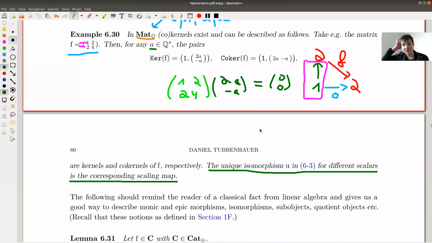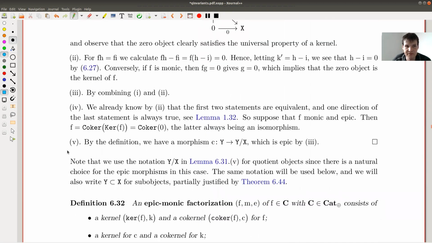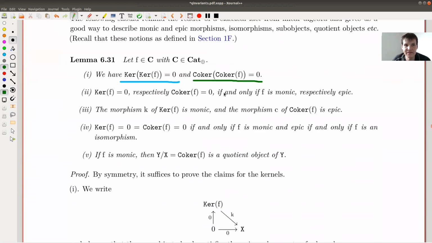Okay. I claim all you need to know about kernels is actually part of this example. And then you do some general yoga, classical facts from linear algebra. Let me just go fast through it, and the proof is diagram pasting, basically. The kernel of the kernel is 0. Sure, if it already dies, then it will die anyway. The co-kernel of the co-kernel is 0. Just try to write it down for matrices. You will see that this is true.